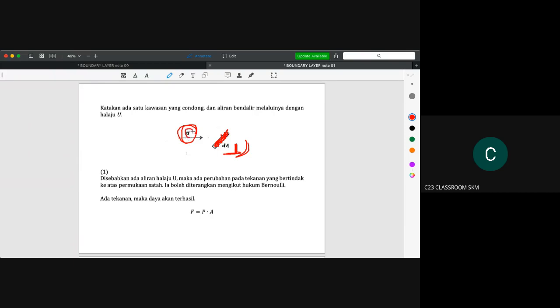This symbol is actually not a formal symbol. This is only to show my handwriting. I always write U with a bar on it, like this, to differentiate between capital U and small u, because in the boundary layer chapter we will use two terms: one is capital U and one is small u. So to make sure that you write the proper terms, I propose that you write capital U with a bar on it.